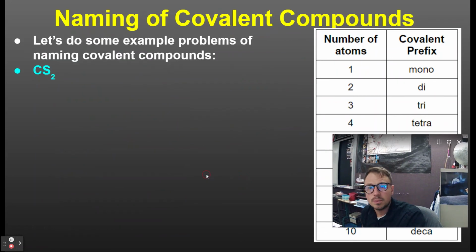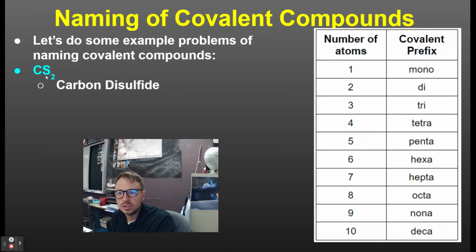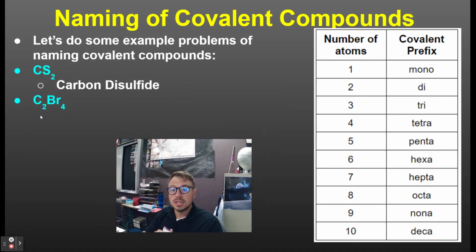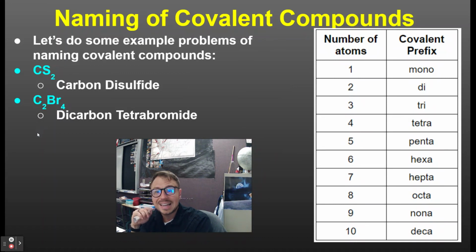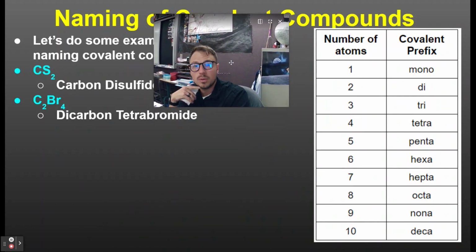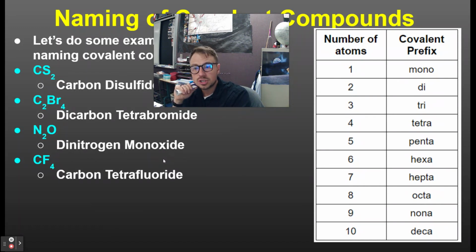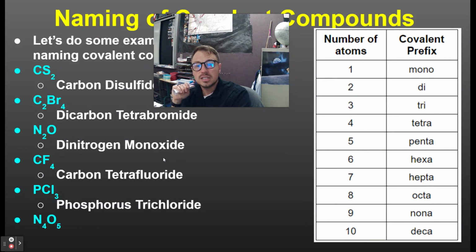Let's go ahead and get some practice naming covalent compounds. I've got 1 carbon, 2 sulfurs. This is carbon disulfide. Remember, di means 2. This one I've got 2 of that first element, so this one's dicarbon tetrabromide because I've got 2 carbons and 4 bromines. The next one is dinitrogen monoxide. I've got 2 nitrogens, 1 oxygen. This one, I've got 1 carbon, 4 fluorines. This is carbon tetrafluoride. 1 phosphorus, 3 chlorine, so I've got phosphorus trichloride.